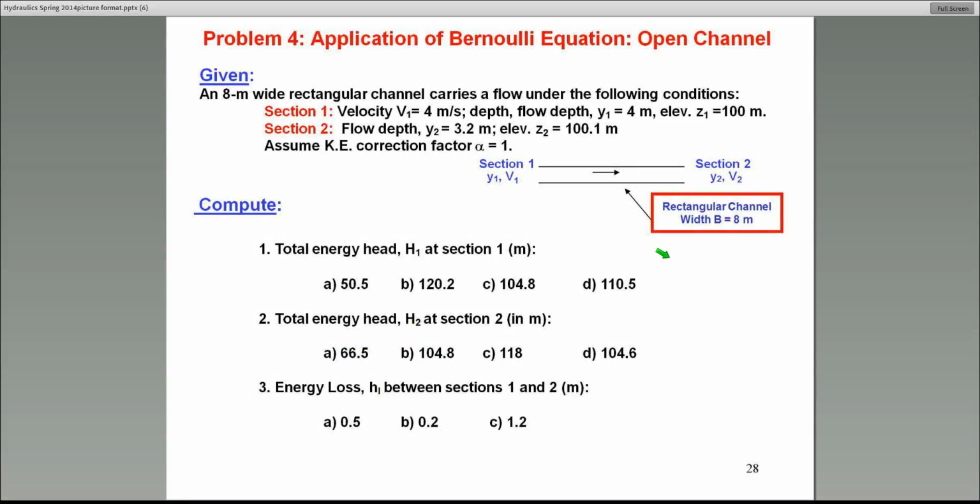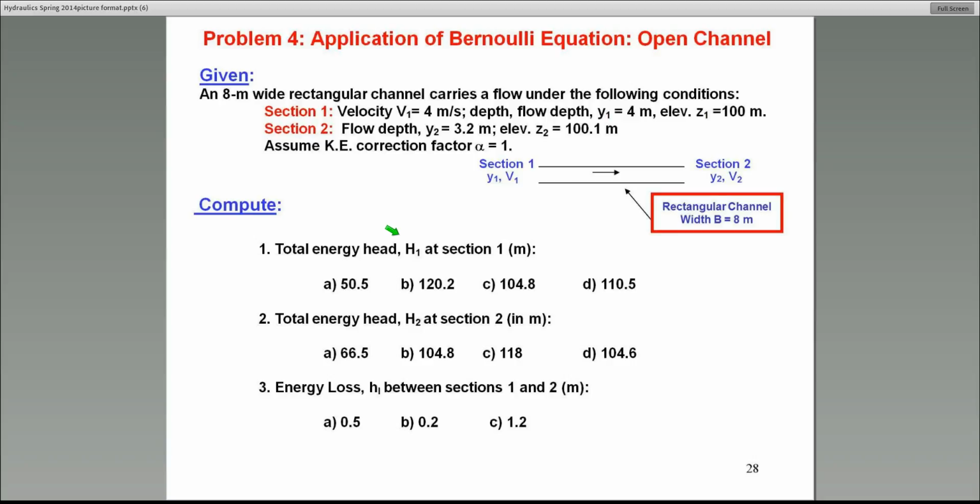I've also set up another example for application of the Bernoulli equation to open channel systems. Let's, for example, do this one here. Its velocity is given at that section, V1. The depth is Y1. By the way, this is a rectangular channel. It's 8 meters wide. And the elevation head Z1 is 100. So can you go ahead and tell me what the total energy H1 is at section 1?